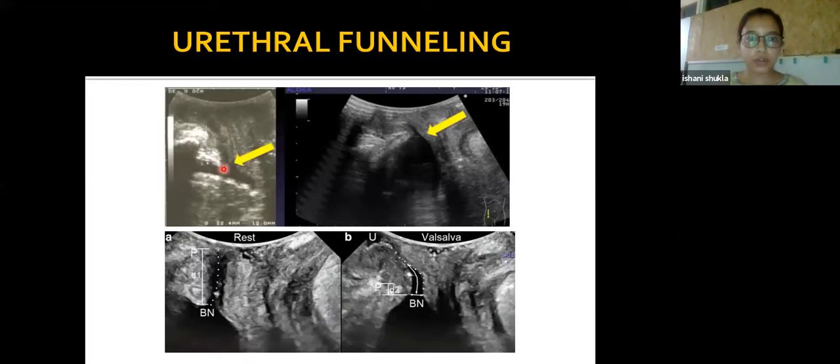Here in this 2D translabial ultrasound image, we can see this is the urethra and this is the bladder, which is empty here. At rest, the internal urethral orifice, we can see, is closed. But when you ask the patient to do Valsalva maneuver, we can see there is opening of the internal urethral sphincter with a hypoechoic area that is filled with urine. So there is urine leakage here.